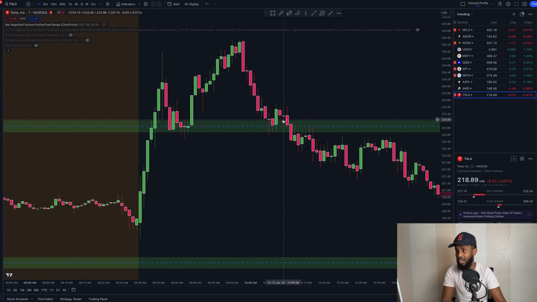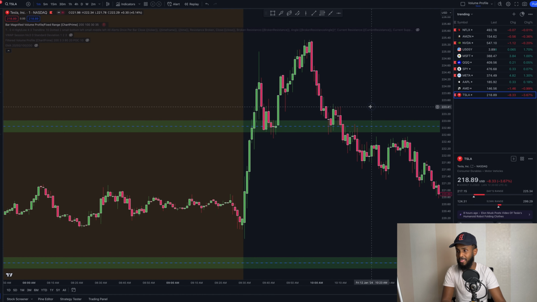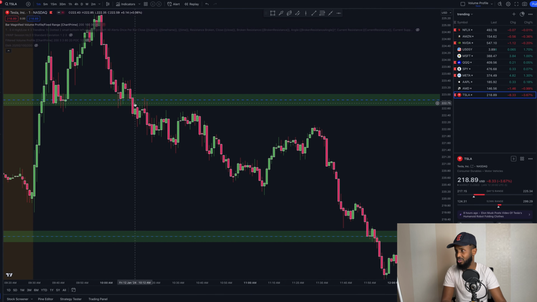And then now we come back to 223, and this time we're seeing if there are buyers again. Once this breaks below, now this becomes a resistance level, and one of my favorite things to do is trade from zone to zone.